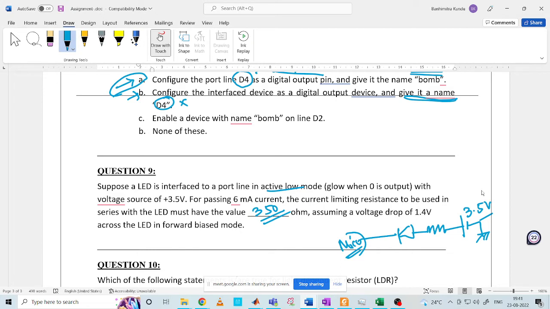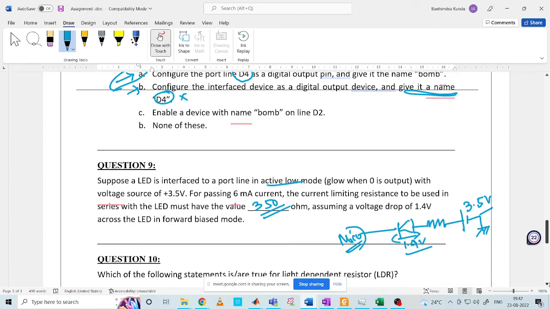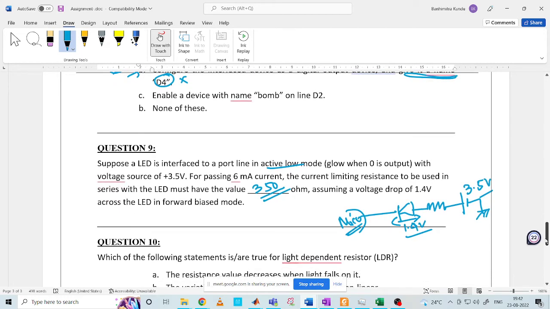583 ohms. How did you calculate? The drop is 1.5. Correct. This drop is 1.4. Anyone having any question on this? Can you please explain how this happened? Sorry? I didn't get it.